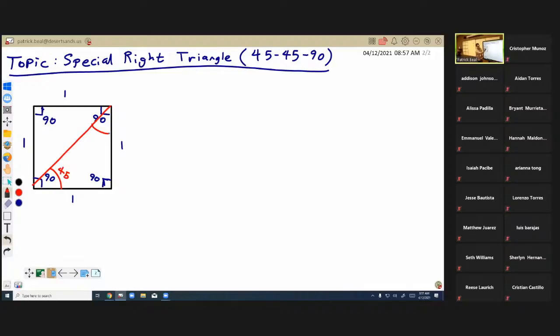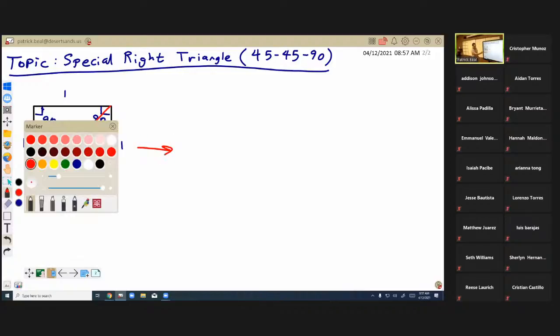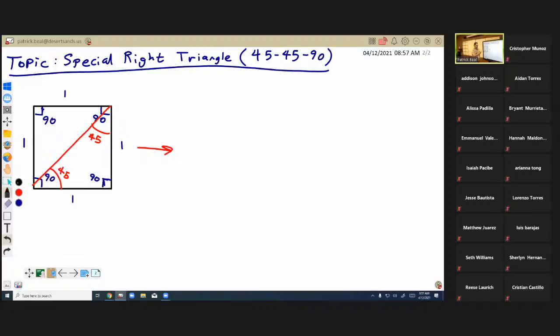What about this one up here? That's the same thing. Very good. This is also 45. So that means that when we cut a square in half, we're going to get a special triangle like this, where these two sides are the same length. They're 1 and 1. And these angles are 45 and 45. And this is 90 degrees.